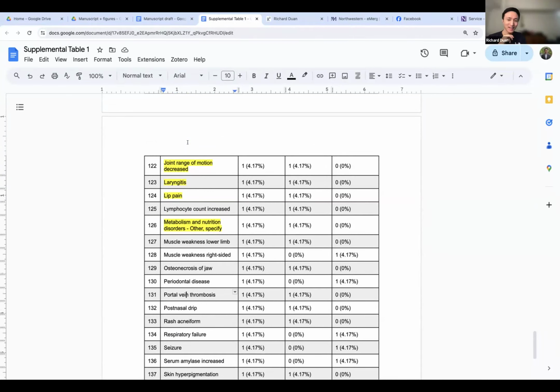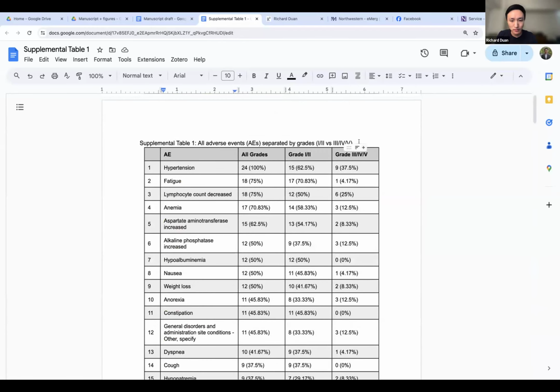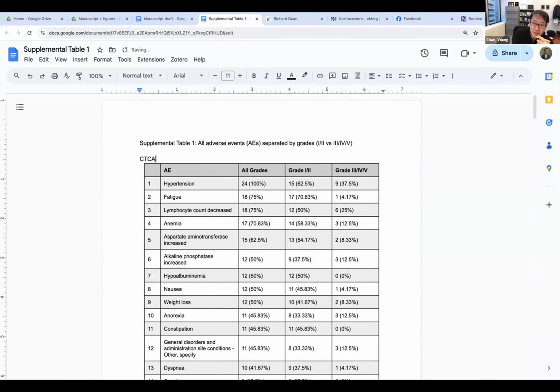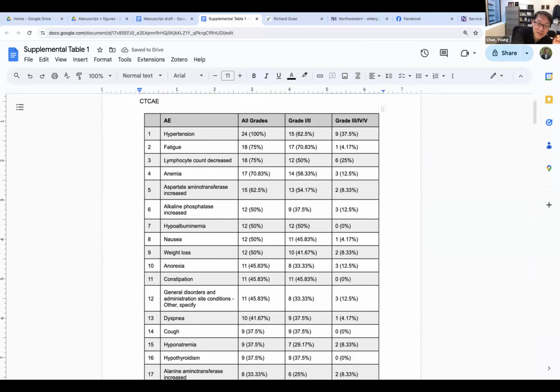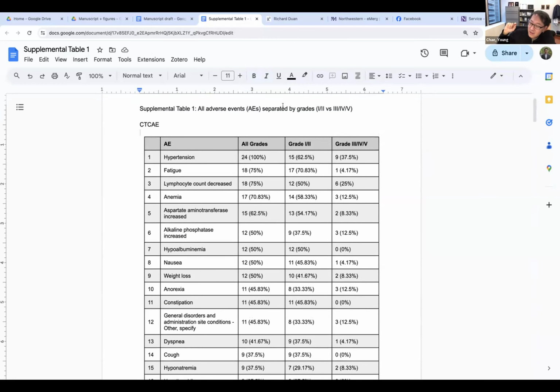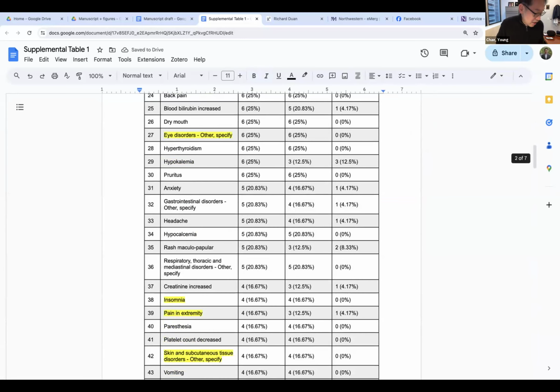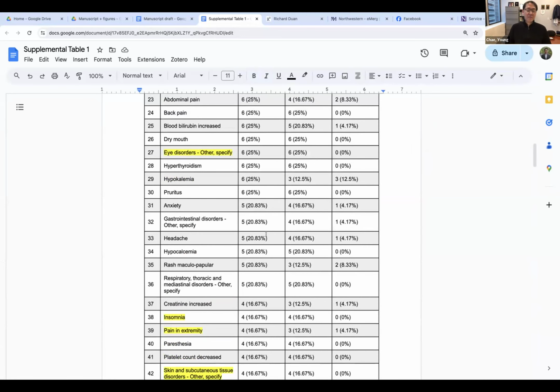Actually, there's CTCAE. You can write down CTCAE. It's like an adverse event book, and that's how you grade it. The grades are by the CTCAE criteria. And they have a list of adverse events that most clinical trials usually use. Should I delete the other specify ones at least, or keep those too?